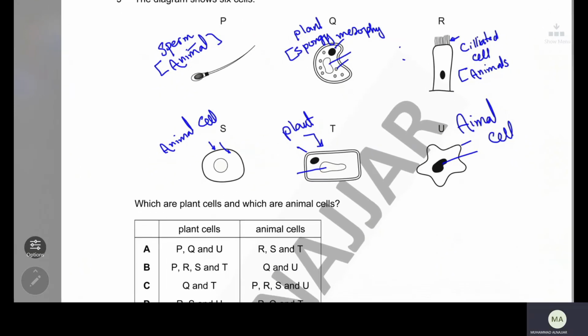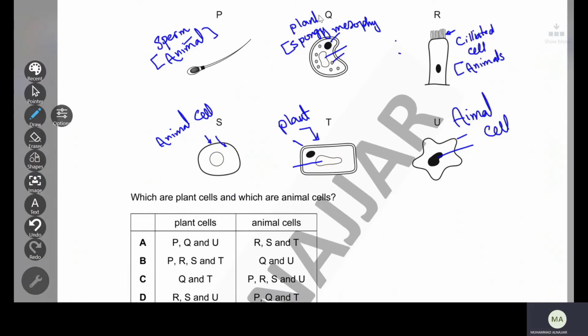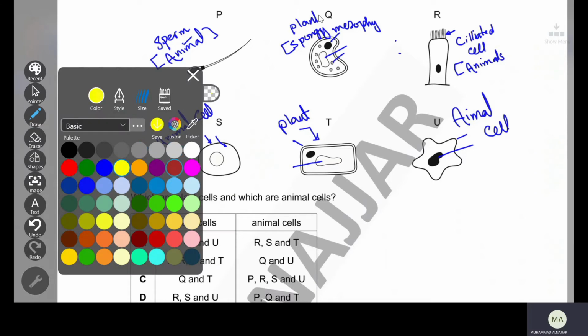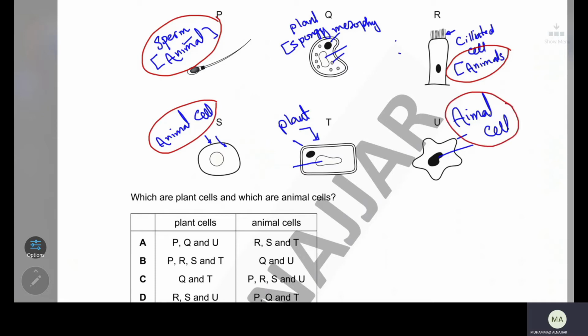If you are going through the answers, which are plant cells and which are animal cells? I'm just changing the color in order to group them, so we are using this, for example, for the animal cells. The sperm is animal, yes. And spongy, no, it is plant. Ciliated epithelial cells, they are animal cells. Here we define this as animal cells, and here U is an animal cell. So those are the animal cells, and the remaining are plant cells.